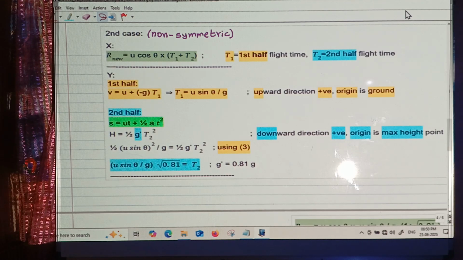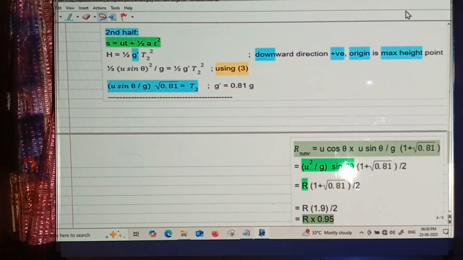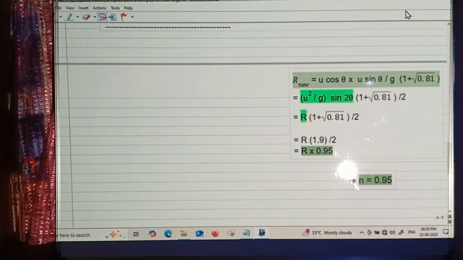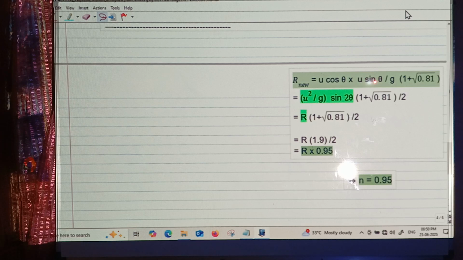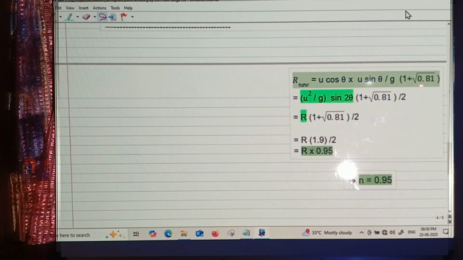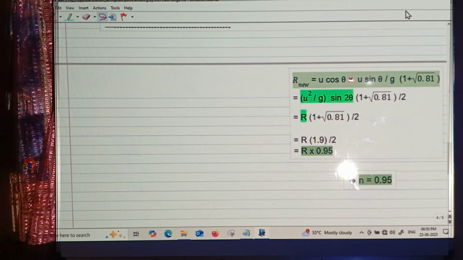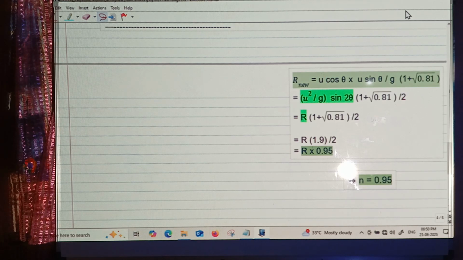So the range in the second case, the horizontal velocity is the same as the first case. There is no force change in the horizontal direction. There is no force in the horizontal direction. With the total flight time, that's u cos theta into T1 plus T2. So you'll get u square by g sin 2 theta, because sin 2 theta is sin theta into cos theta into 2. So the 2 is not there, so put the 2 and divide by 2. So the divided by 2 is here.